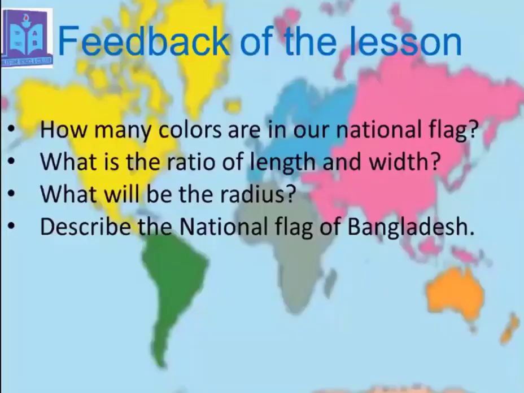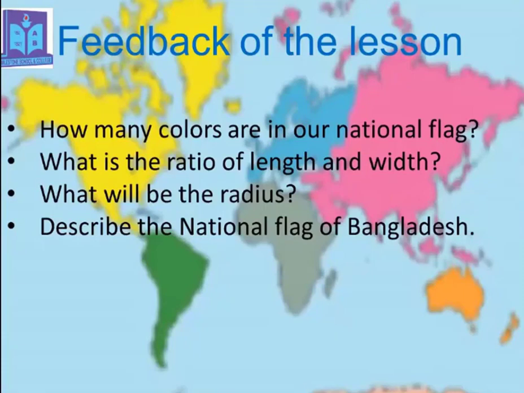Preparing today's lesson. How many colors are in our national flag? Everybody knows that there are 2 colors in our national flag. One is red and the other is green. What is the ratio of length and width? The ratio of the length and width will be 10:6. If the length is 10, then the width will be 6.